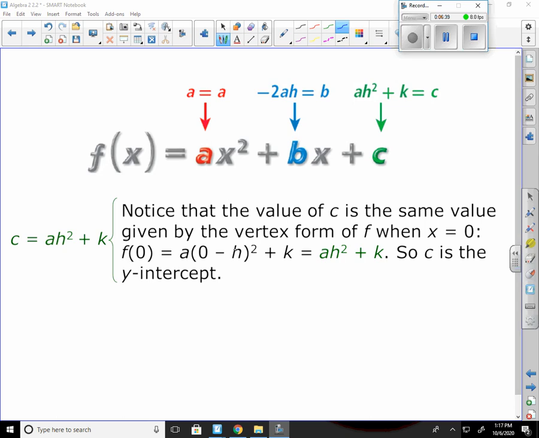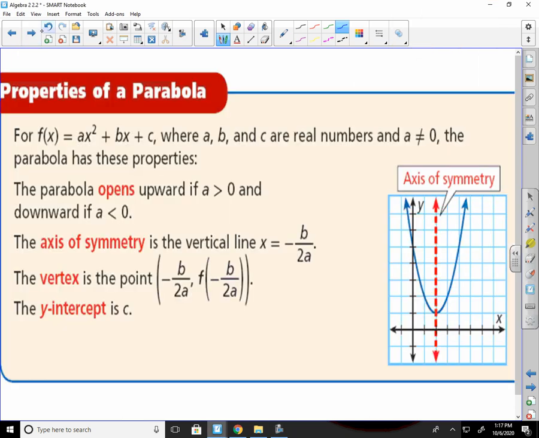So when x is 0, c is your y-intercept. Properties of a parabola. For f of x equals ax squared plus bx plus c, where a, b, and c are all real numbers and a is not equal to 0, the parabola has these properties.